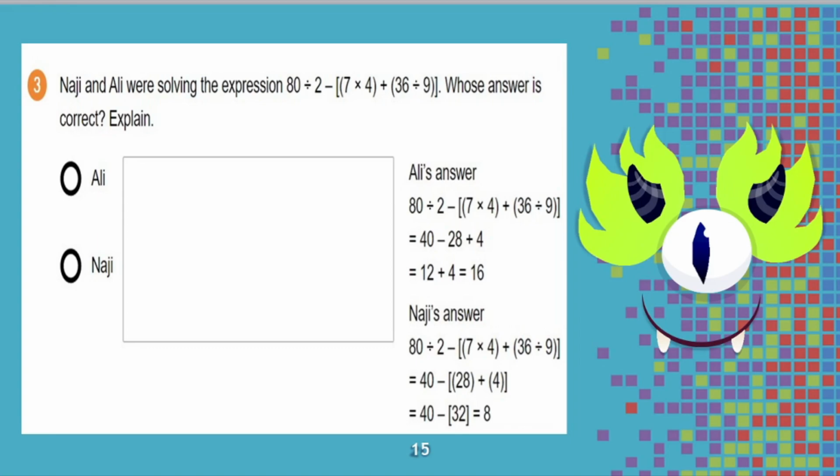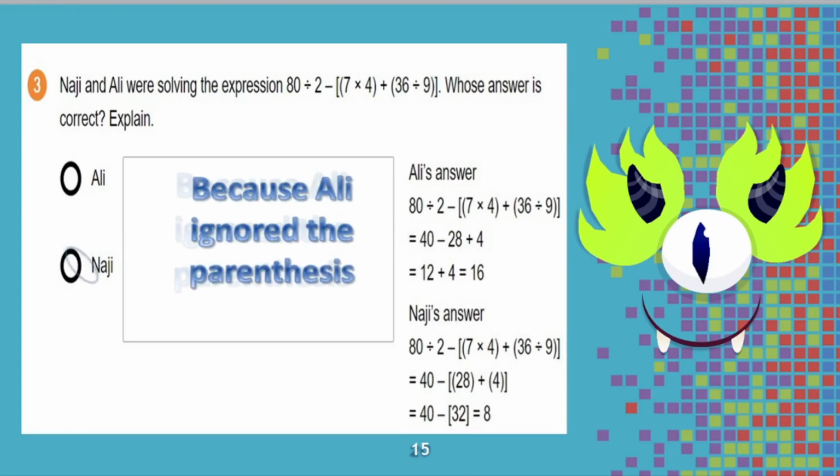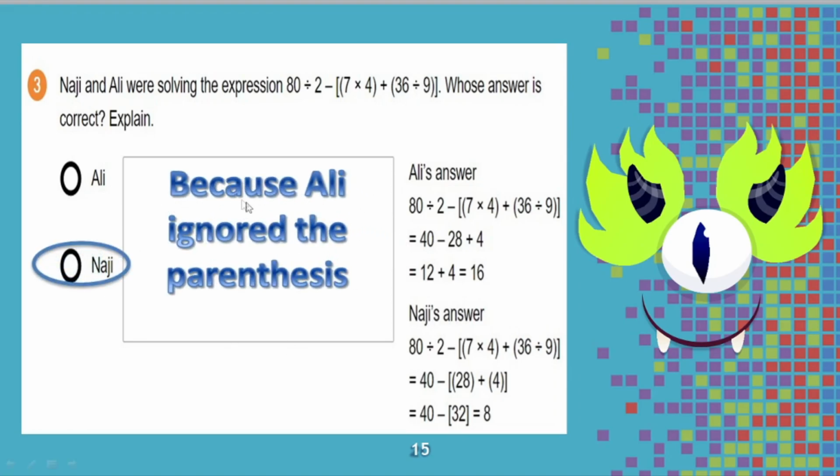Okay, now let's start. As we have here the following, Ali ignored the parentheses in the last sentence, but Naji didn't ignore them. So he gives 16, he gives 18. So the answer is Naji. Why Naji? Because Ali ignored the parentheses.